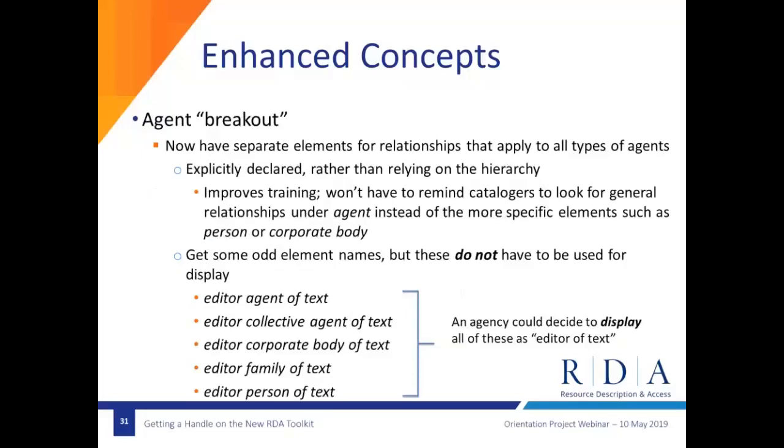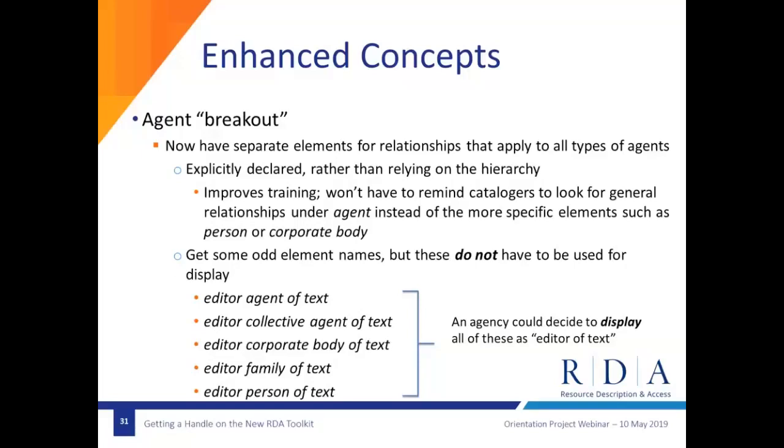Recently, the RSC decided to implement what we called the agent breakout. Now we have separate elements for relationships that apply to all types of agents. These are explicitly declared rather than what we initially hoped we could rely on, the hierarchy from agent down to collective agent and then say person and family, corporate body and family. The problem was that if you looked for a single relationship, say I have an individual person as an author, without the agent breakout, and I went looking under author, under person in the relationship matrix, I wasn't finding it because it only lived at the agent level. So instead, we've declared these explicitly.